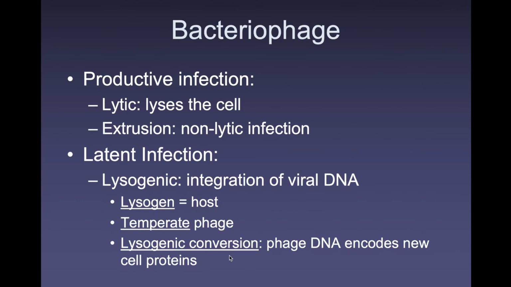Now this last term here, lysogenic conversion, this is a term that we use to describe the alteration of the host cell, so the bacterial cell, when the phage DNA is integrated in the host cell chromosome, and that integration leads to the production of new proteins in the host cell. In other words, a conversion of the host cell based on the phage DNA. Okay, so that's lysogenic conversion.